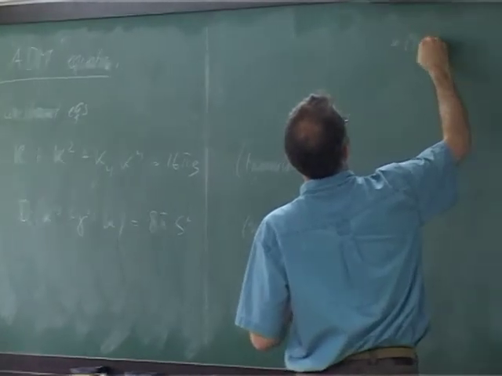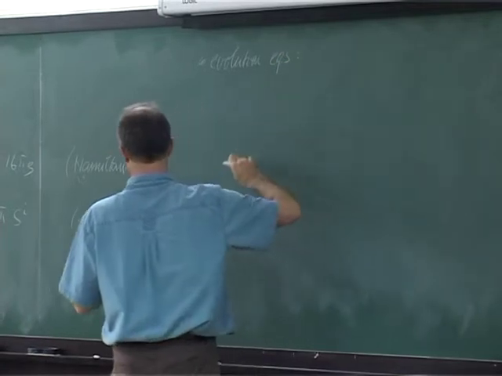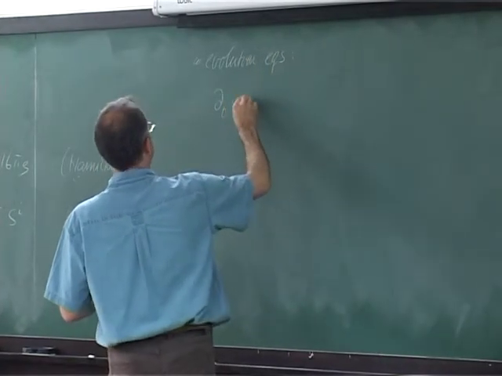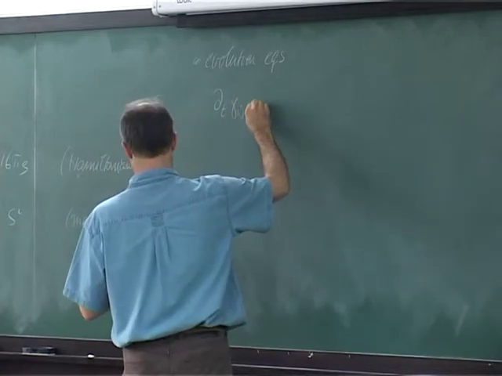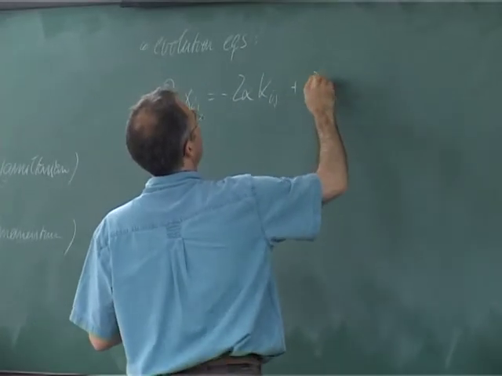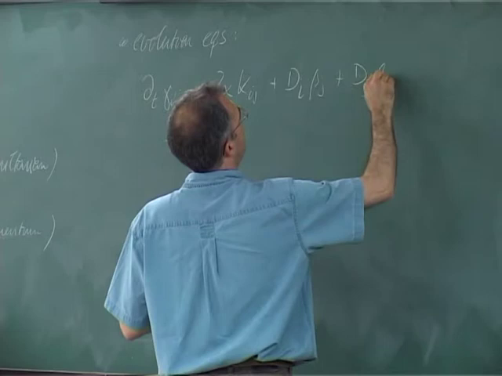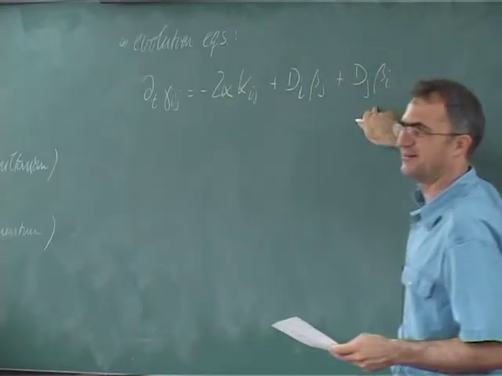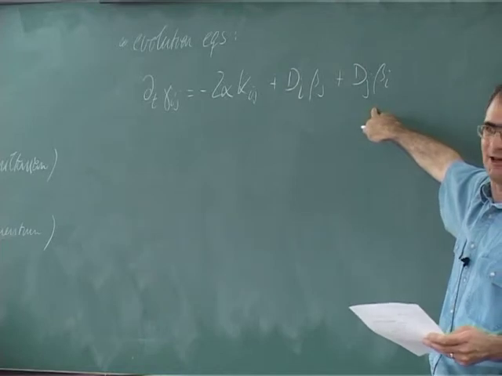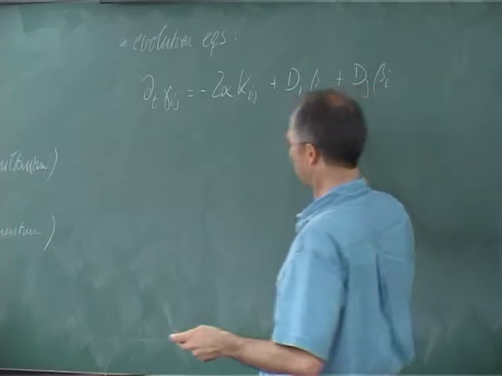Then we have two evolution equations, which evolve the fields forward in time. One is partial t gamma_ij equals minus 2 alpha K_ij plus D_i beta_j plus D_j beta_i. And this is where we've used the Lie derivative of gamma_ij along beta using the covariant derivative, so that the first term goes away.